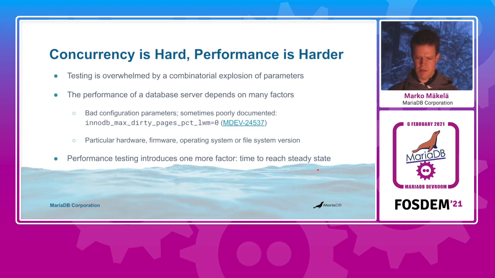I would like to conclude with a remark that concurrency is hard, but performance is even harder. We have an even bigger combinatorial explosion of additional parameters, like what type of hardware you have. With real hardware, instead of running things on a RAM disk, you have IO latencies and things like that, and it really can take time for the system to reach a steady state. So a 5-minute benchmark might not be enough. You would have to run it for half an hour or 1 hour, and it's really limiting what we can do. But I hope that in the future we will improve our benchmarking.